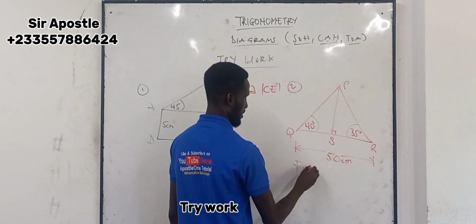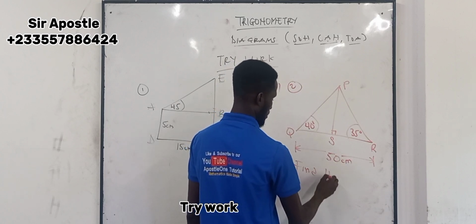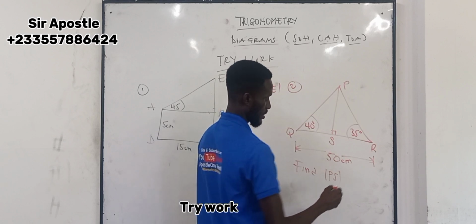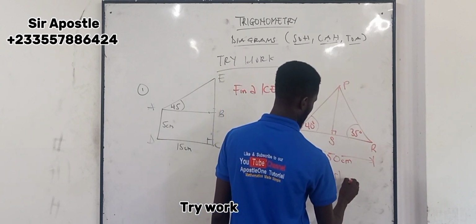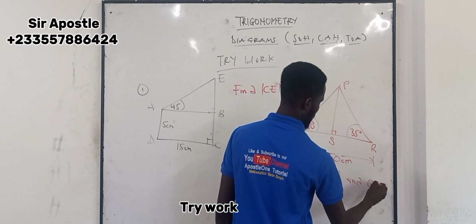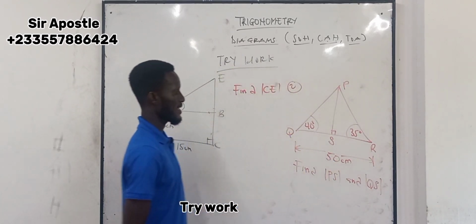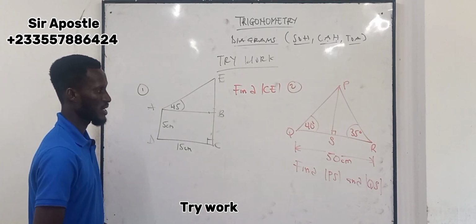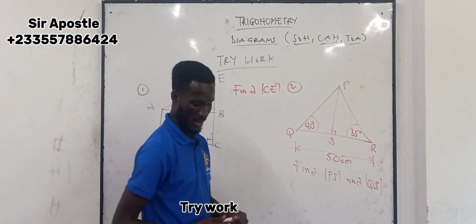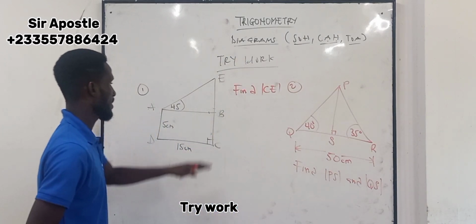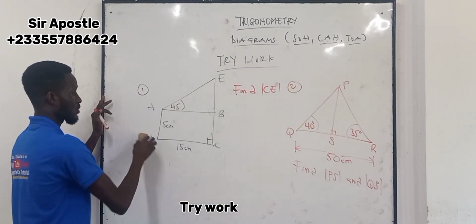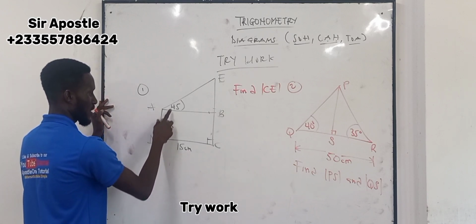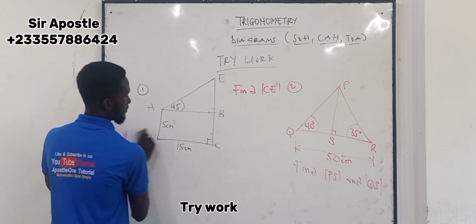You are going to find PS and then QS. Yes, PS and QS. Now I'm giving you the last question. So let me clean this one and then draw the last question. This one is 15 centimeters. This one is 5 centimeters. This one is 45 degrees. D.